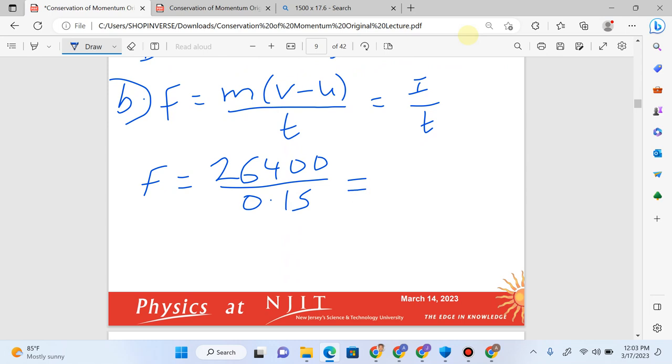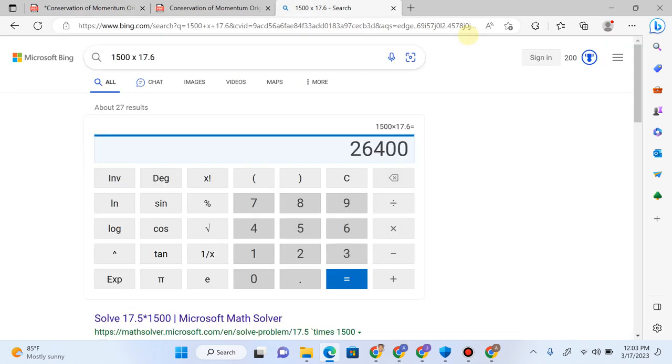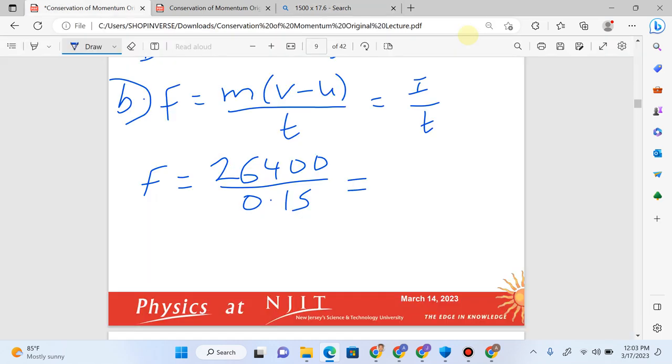Hence, we are going to get, now let's divide this by 0.15. This will give us 176,000 Newton.